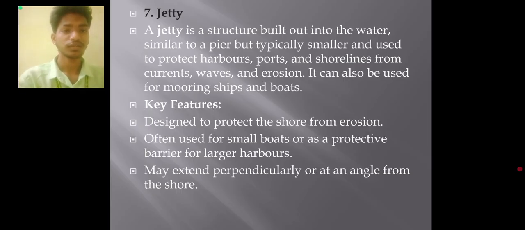Key features of a jetty: designed to protect the shore from erosion. Often used for small boats or as protective barriers for larger harbors. May extend perpendicular or at an angle from the shore. That means it is designed perpendicularly or at an angle from the shore.